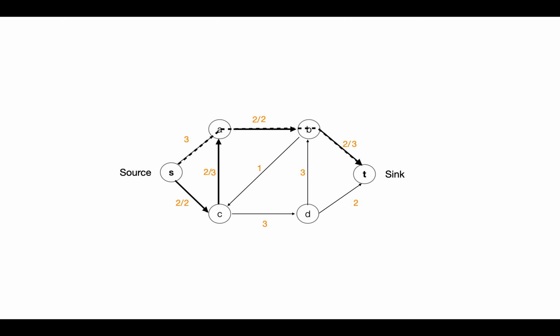See here, this edge AB is already filled up to its capacity. So if we try to push water from S to A, then we won't be able to carry it forward to the next edge. We will be blocked right at this edge, right at this vertex A.